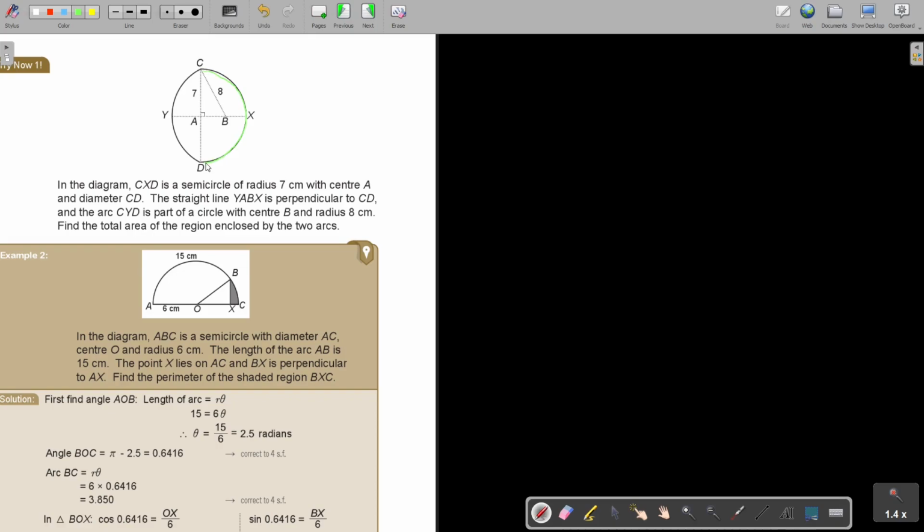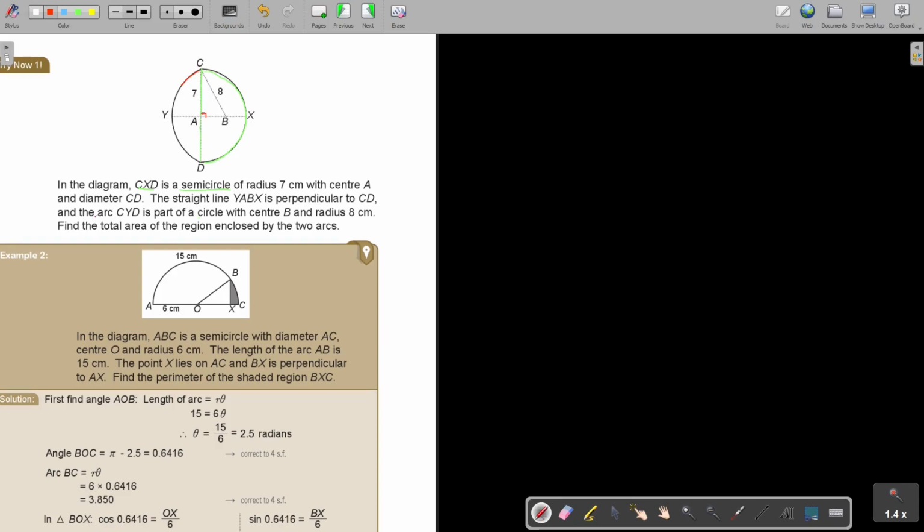CXD is a semicircle, very important, of radius 7. So do you see the radius of the circle there? It's 7, with center A. And diameter CD, I can see that is a semicircle. The straight line YABX is perpendicular to CD. Very important that you just noticed. There's a 90 degrees.